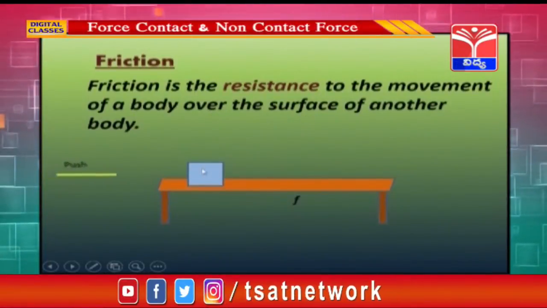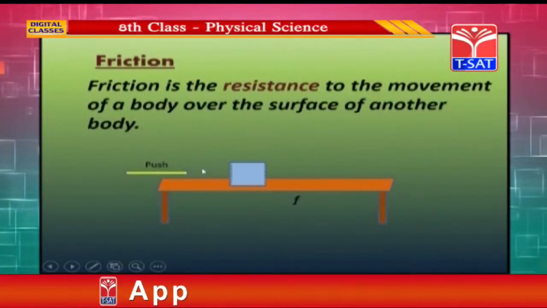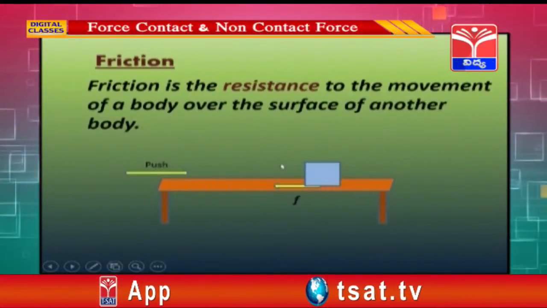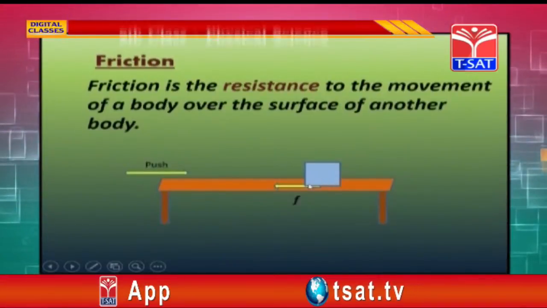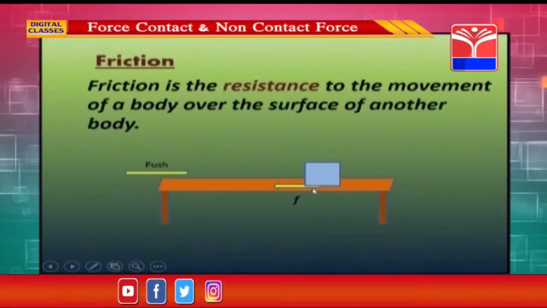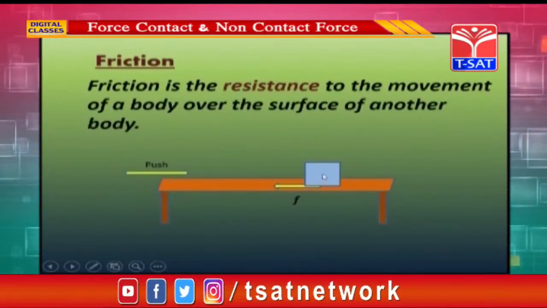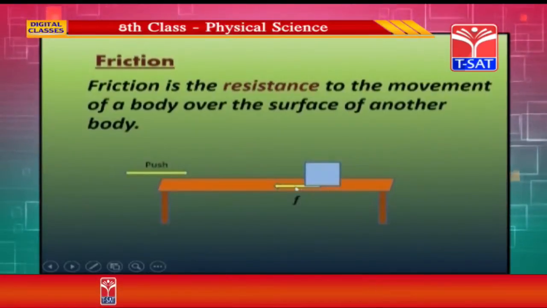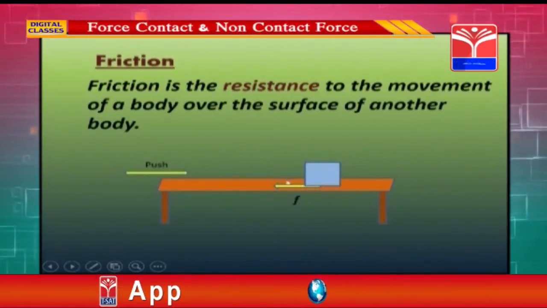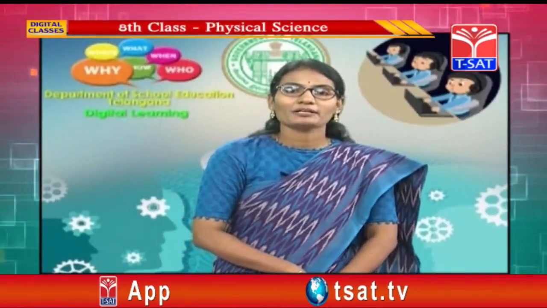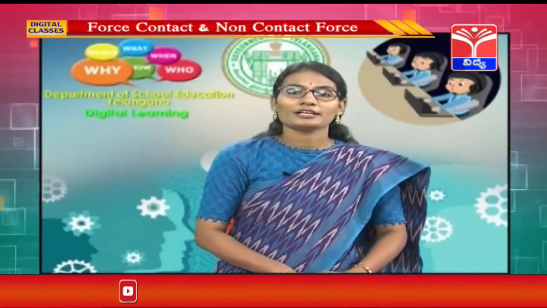When you give a push, the object moves and comes to rest after some time. So why does it come to rest? Because a frictional force is developed between the two surfaces, that is, this block and the table. Observe this arrow mark. Here the frictional force is developed to stop this object. Friction depends on the nature of the surface.